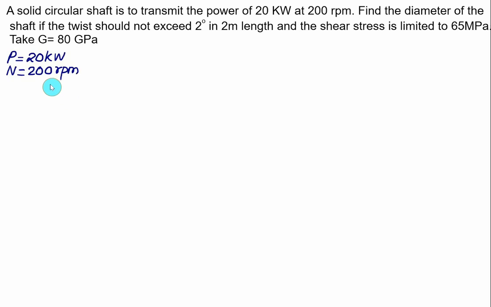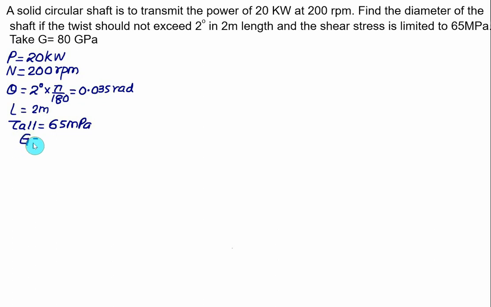So we have power equal to 20 kilowatt and rotational speed equal to 200. Theta you have to always use in radian. It is 2 degree, it will be multiplied by pi divided by 180. So this value is close to 0.035 radian. Then we have the length equal to 2 meter, the tau allowable equal to 65 megapascal, and the G value is also given, which is 80 gigapascal.